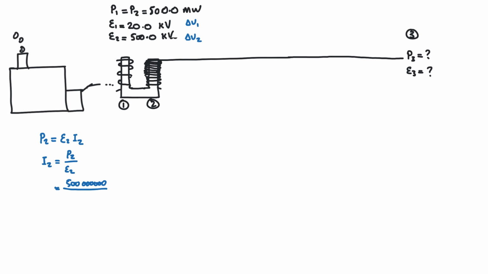And EMF 2 is 500 kilovolts. So 500 and kilo has a prefix of K, which is equivalent to 10 to the 3. It's going to equal a current of 1000 amps. And let's see if this makes a difference in the amount of power loss and in the total amount of potential that we have on the other side.